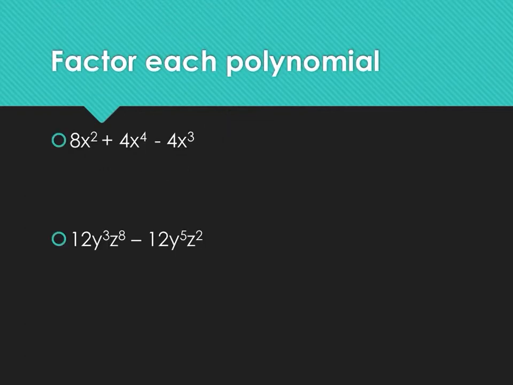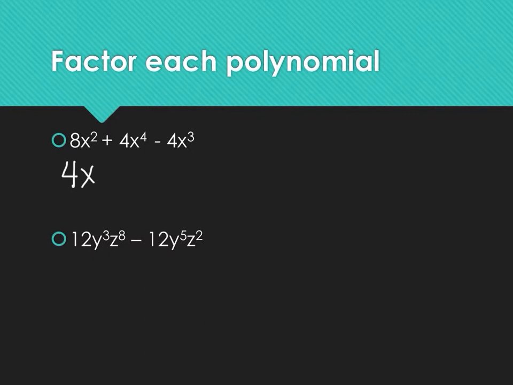Here I'm going to factor each polynomial. The way I factor each polynomial is I find the greatest common factor, and then I write in parentheses what's left, kind of like the distributive property. So here in this one, they each have a 4. 8 I can divide by 4, 4 I can divide by 4, and 4 I can divide by 4.